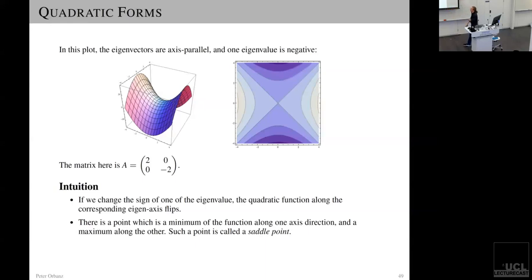And again, the intuition is that we have two exactly orthogonal parabolas that control the behavior of this shape. And if we flip the sign of one of the eigenvalues, one of them flips upside down, and that gives us this shape. So these kinds of shapes are also called hyperbolic.